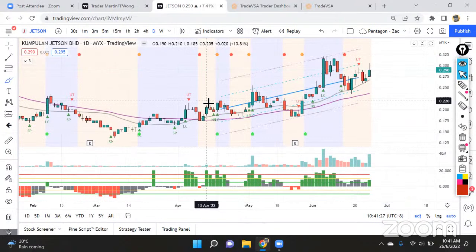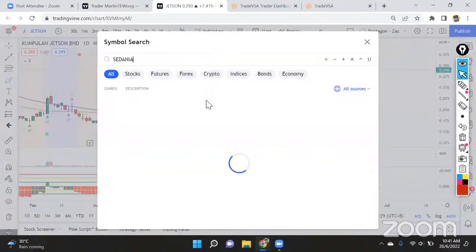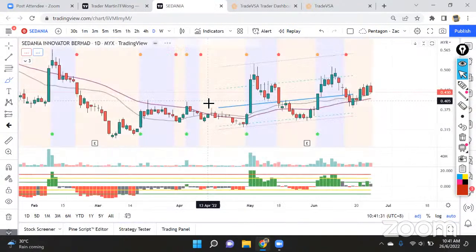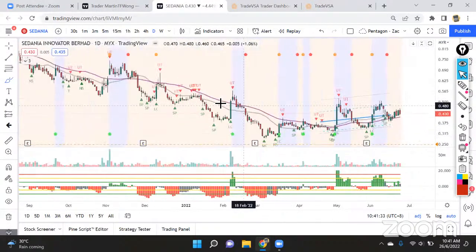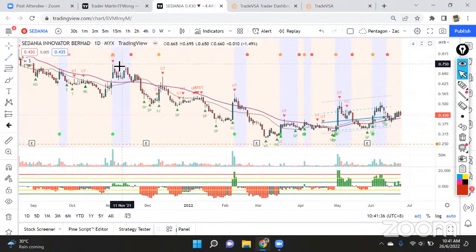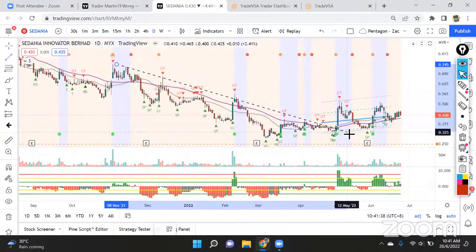Okay, again, market still pretty weak, so look for some short-term opportunity to trade. Now, Sedania, on the other hand, is also similar. Notice here, this is a big downtrend.